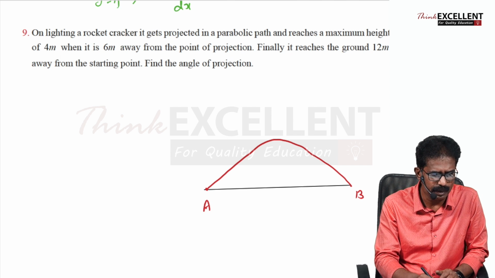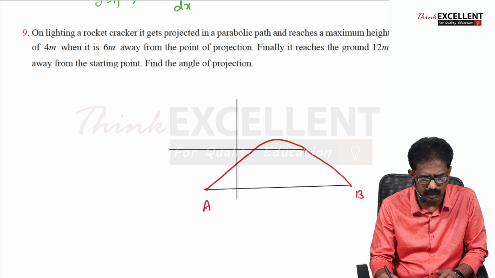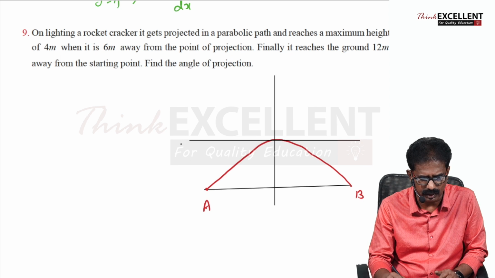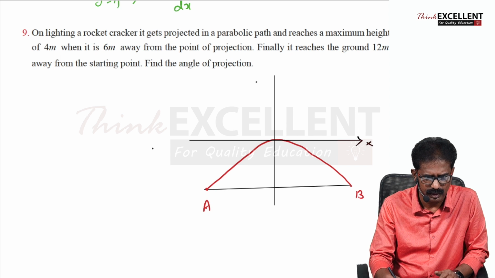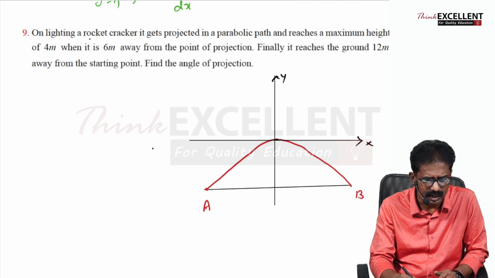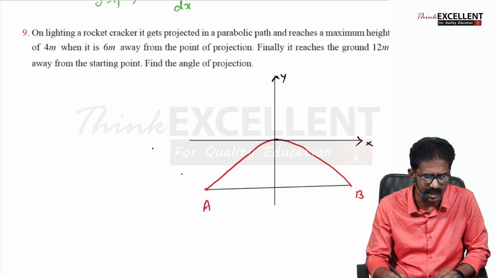Okay, now which type is this one? It is open downward, right? So let us mark axis for this. Okay, I think it's clear now, right? So this is x-axis and this is y-axis and this is the vertex, okay? Now we see what is given here. On lighting a rocket cracker at which point? A. A only you are lighting the rocket cracker.